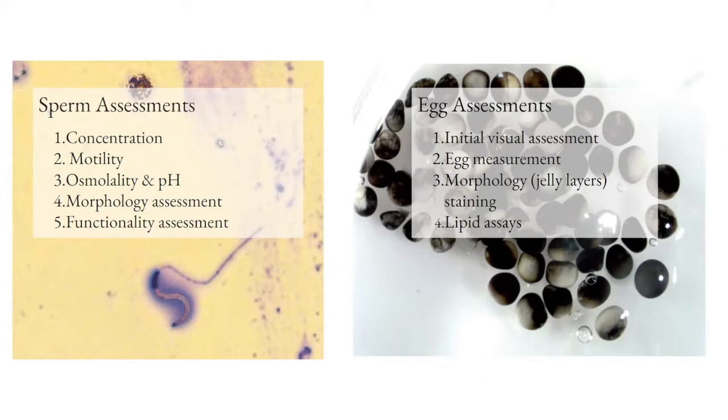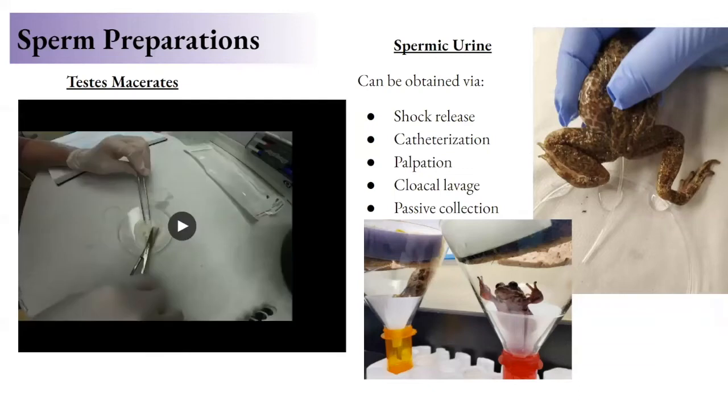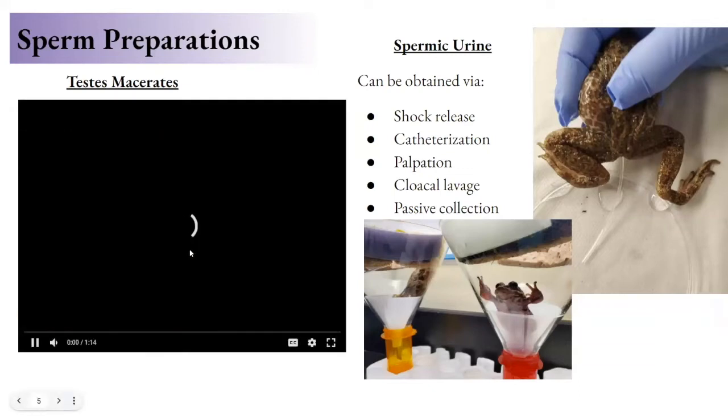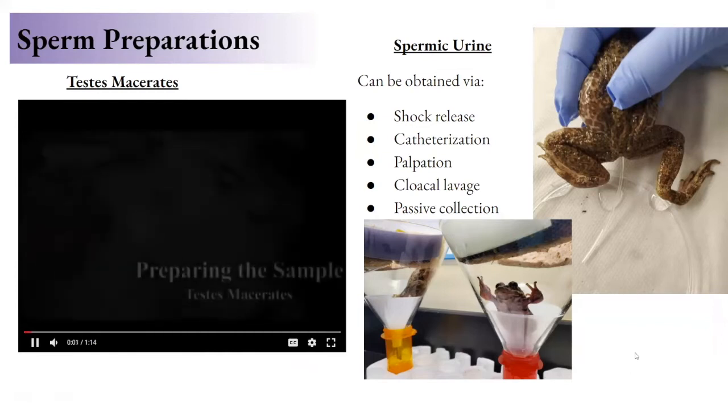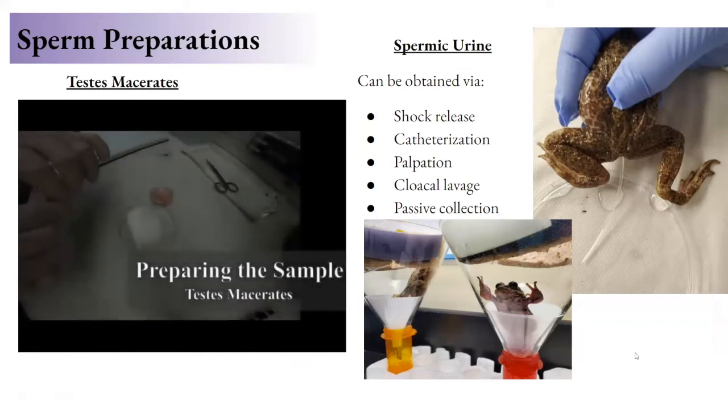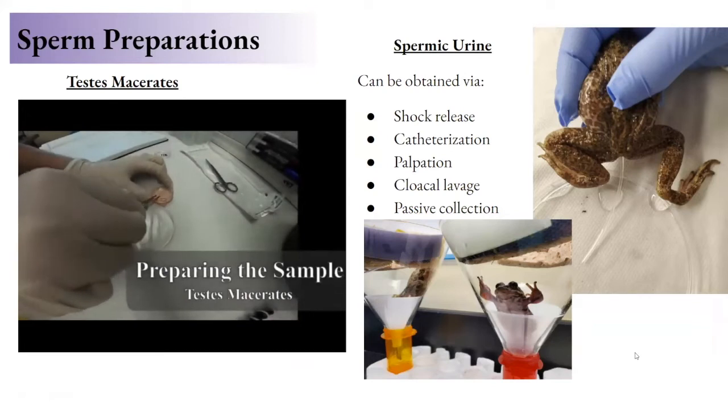As I said, we'll start with sperm. And I think it's important to always start with how you obtain the sperm, because it is species specific and dependent on what you're able to obtain.